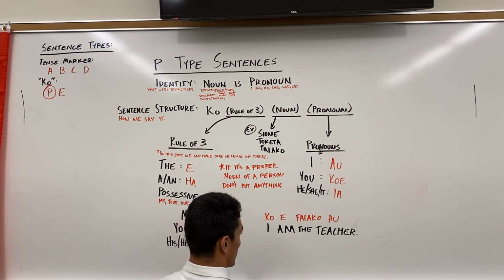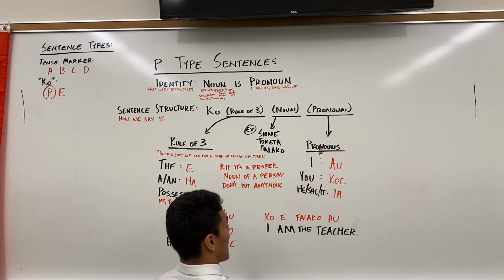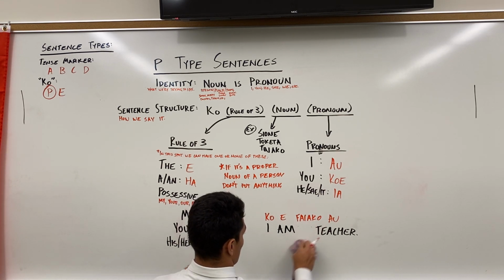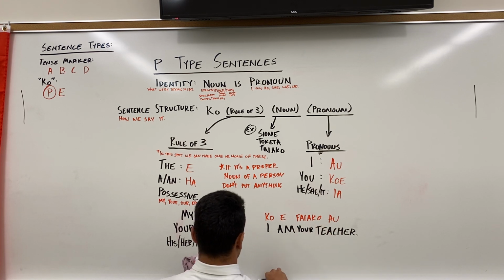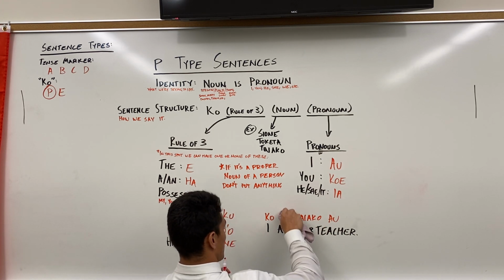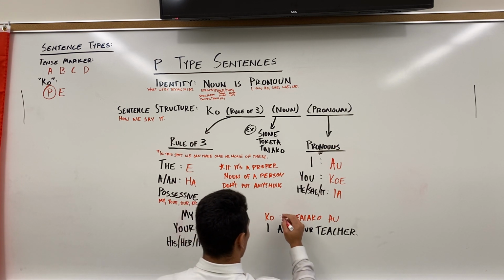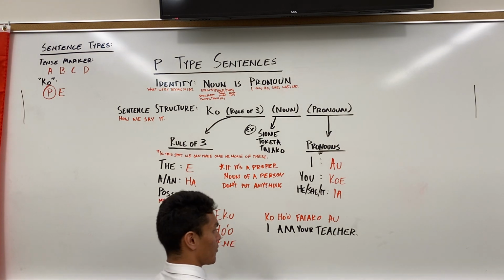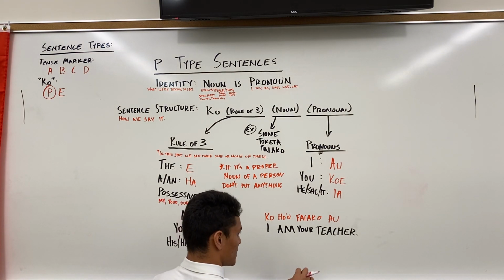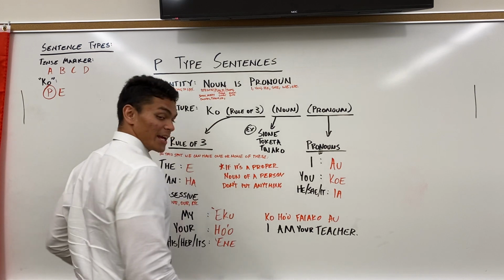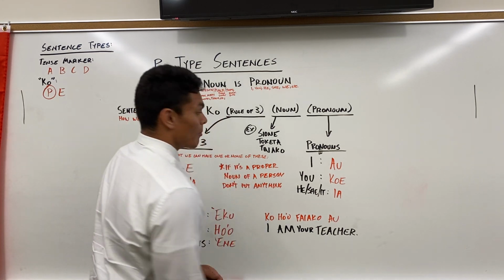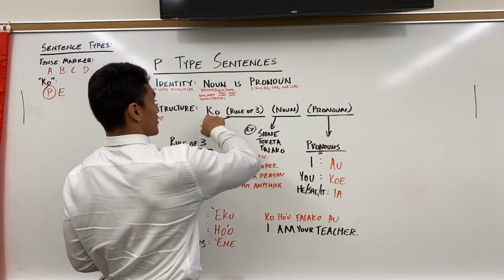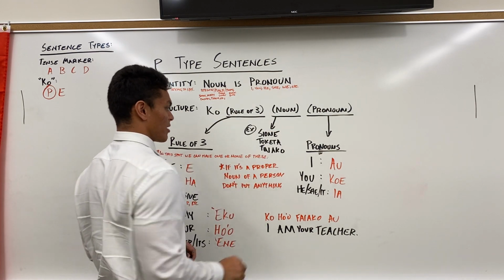fai ako ao. If I wanted to say I am your teacher, easy. We just switch our rule of three again. Ko ho'o fai ako ao. Ho'o, because ho'o means your, right? Simple enough. There is a unique scenario that I want to make clear with this. Most often, it'll be go, rule of three, your noun, and then your pronoun.